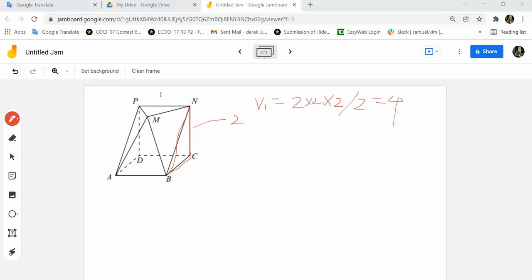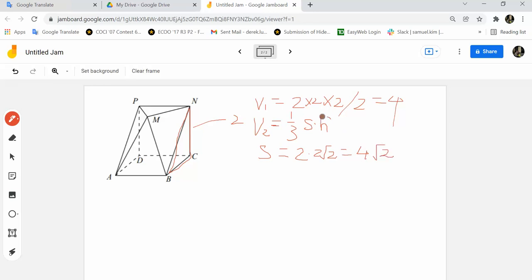Now we're working on the other one, right? The other volume, volume 2, is this thing, which is 1/3, right? We know the formula: 1/3 times the bottom area S times H. So we know the bottom area. What does the bottom area say? So let's separate this one, okay? S will be equal to 2 times 2 root 2, right? So it will be 4 root 2.